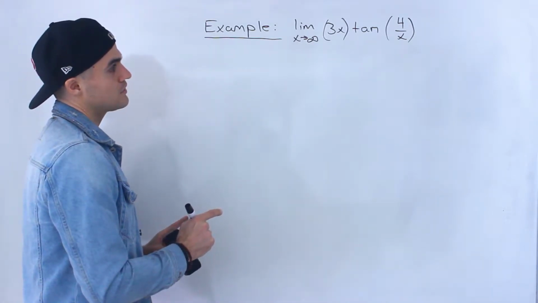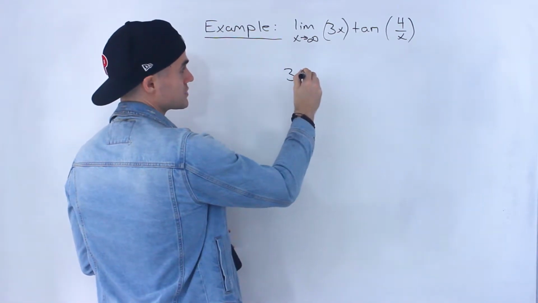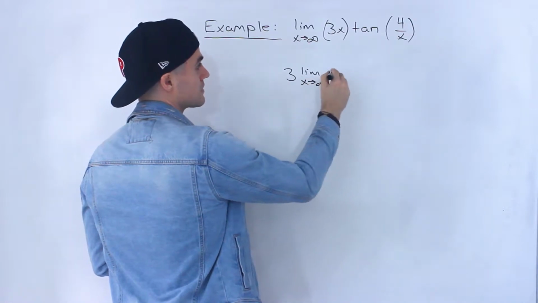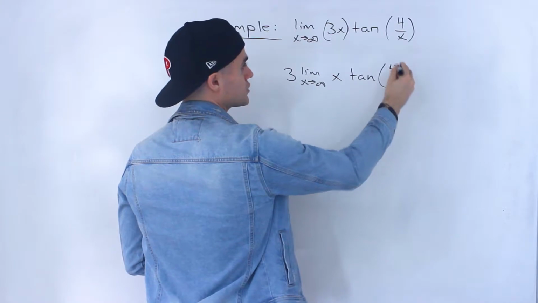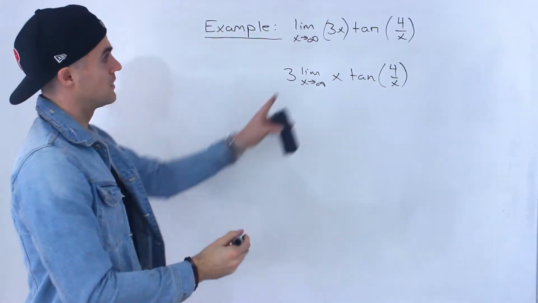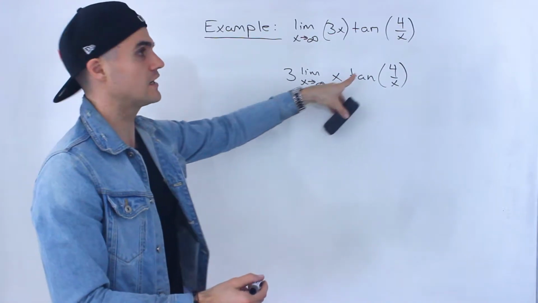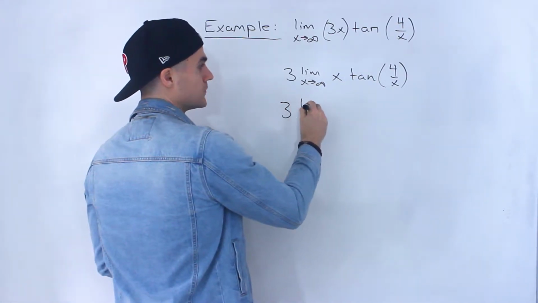And actually, we don't even have to bring down the whole 3x. We could actually factor out a 3 first. So let me do that first. I think it's going to be easier. I should have mentioned that at the beginning maybe. So I could take out this 3. Notice this is still going to be infinity times 0.